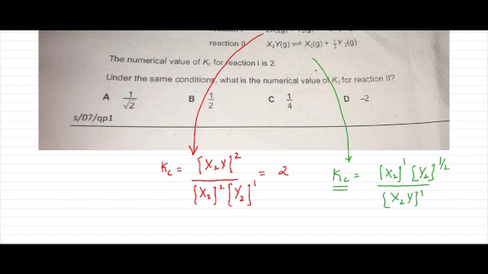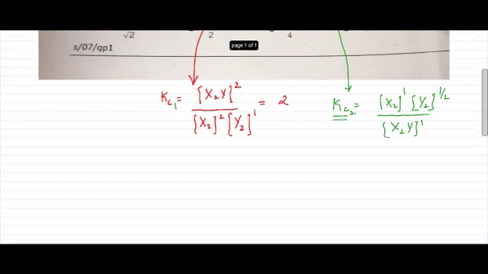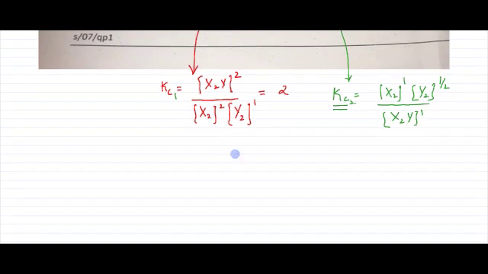They have given us the value of Kc for reaction number 1. Let's call this Kc1 and this Kc2, and compare the two Kc expressions. Kc2 is the one that we are trying to figure out. If you compare the two expressions, you will notice that X2Y is the denominator here and X2Y is the numerator over here, whereas X2 and Y2 are the denominators in this expression and the numerators in the other expression.